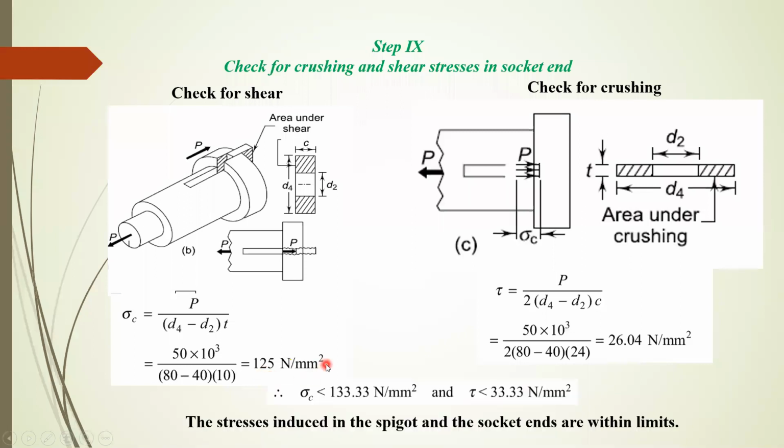So again, we can check against the allowable stresses. The allowable or permissible compressive stress is 133, and our calculated value is 125. So it is less, so the design is safe for crushing. Similarly, the allowable value for shear stress is 33.33, and our calculated value is 26.04. Again, this is less than the permissible value. So the stresses induced in the spigot end and socket end are within the limit. This is our conclusion, and hence the total design is safe.